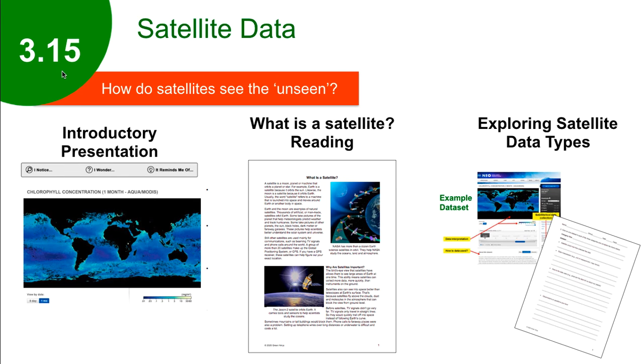In lesson 15, we introduce students to a new phenomenon, an image of chlorophyll concentration in the ocean collected by satellites. How does a satellite see the unseen? How does it measure the amount of chlorophyll? Well, students spend the day answering that question. It has to do with how the light gets absorbed and reflected.